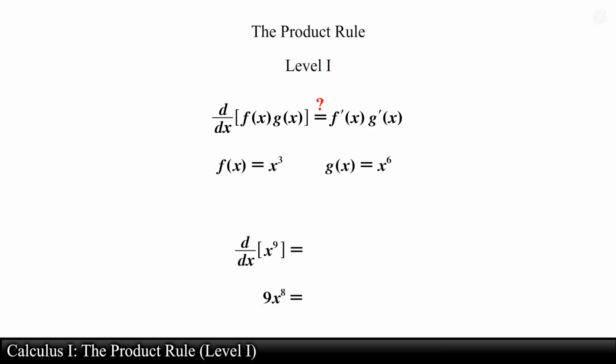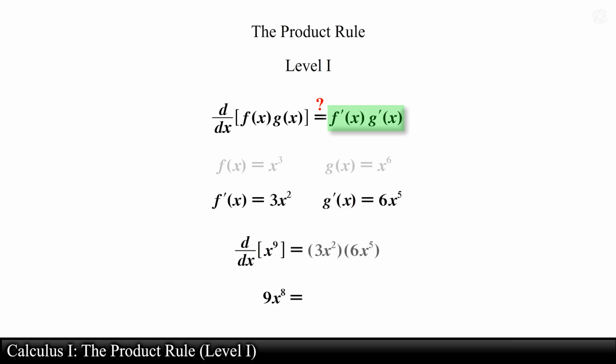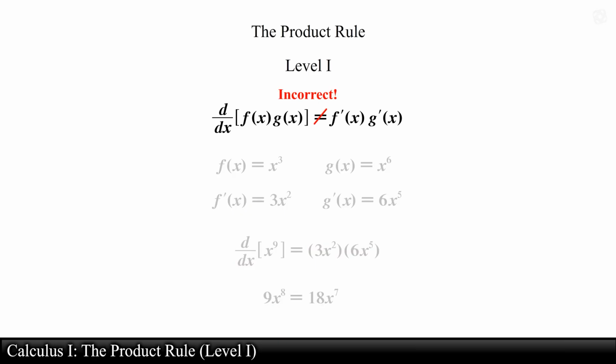Now let's verify the right side of this expression. So we go ahead and take the derivative of f of x and g of x as follows. Now, if we were to multiply them, we should obtain 9x raised to the power of 8. But, unfortunately, we obtained something completely different, in this case, 18x raised to the power of 7. This means that this expression does not hold. In other words, the derivative of a product is not the product of the derivatives.